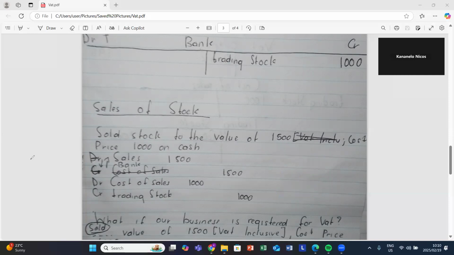Okay, let us deal with our transaction. In this situation, they said that we sold our trading stock to the value of 1,500. Right?